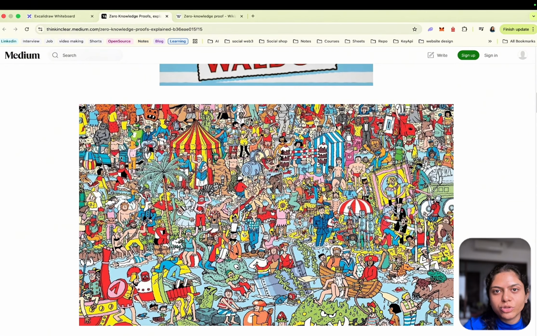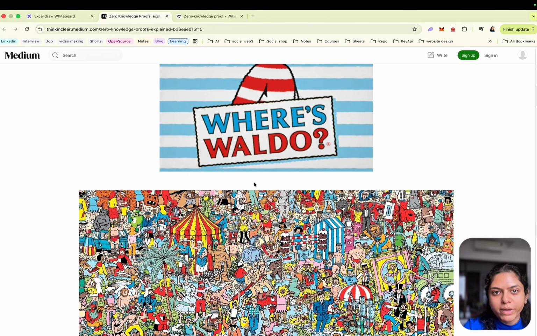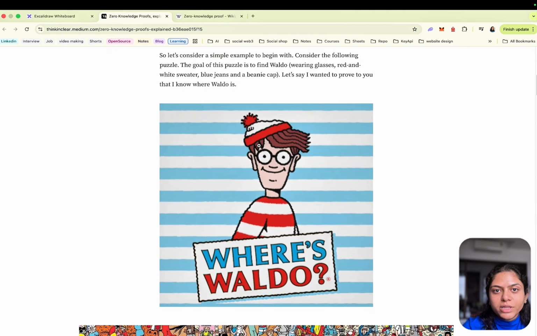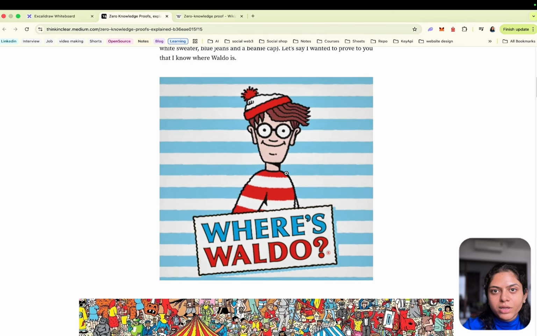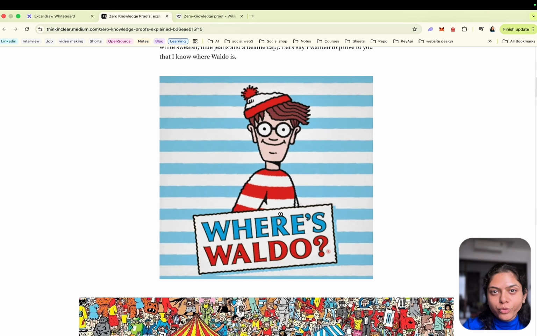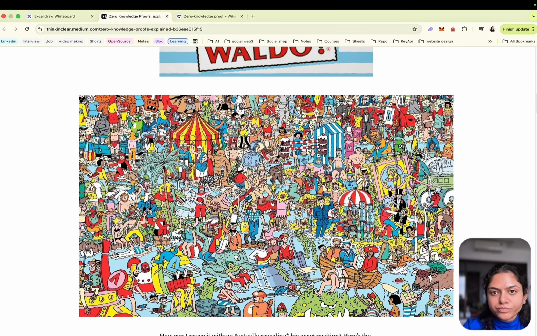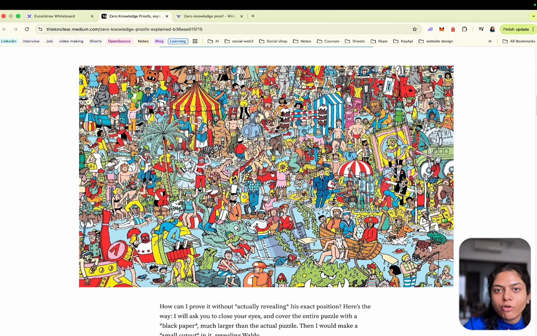Here I show one of the most famous puzzles, Waldo, wearing glasses, a red and white sweater, blue jeans and a pin cap. Let's say I want to prove to you I know where Waldo is. I want to prove to you where Waldo is, but I don't want to show the location of Waldo. So how can I do that?